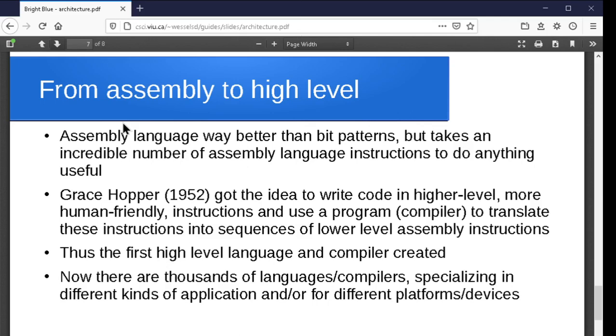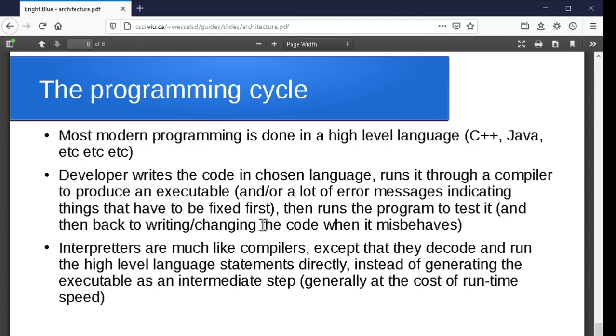So first high-level language, first compiler, and of course you know now that there are thousands of languages and even more compilers out there that specialize in different kinds of application or for different platforms or for different devices. And again, things are much easier for us now. At the end of things, it's all still turned into these patterns of zeros and ones, but we've got programs, the compilers or the assemblers, that take care of the translation for us. So we write in a plain text file in a nice high-level language, and the compiler or assembler takes care of everything from there. Well, assuming everything actually works out okay.